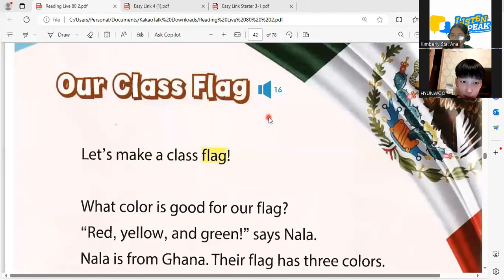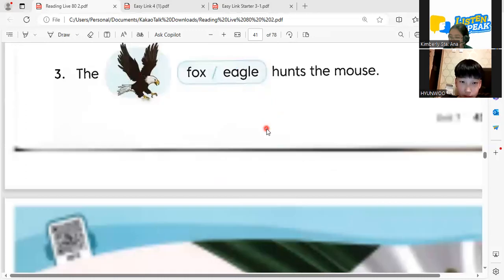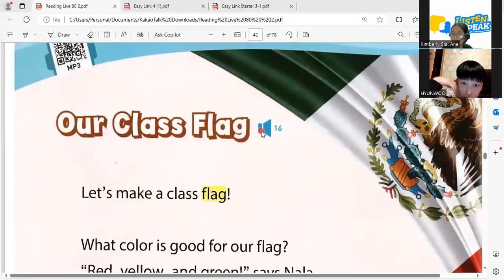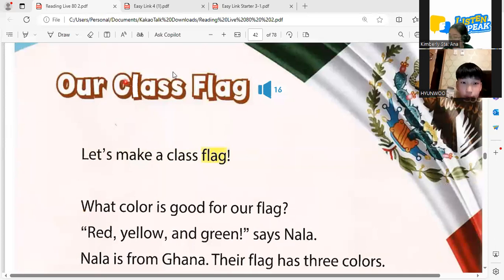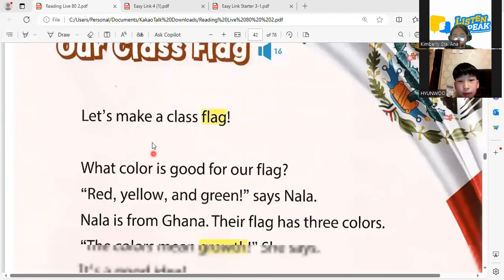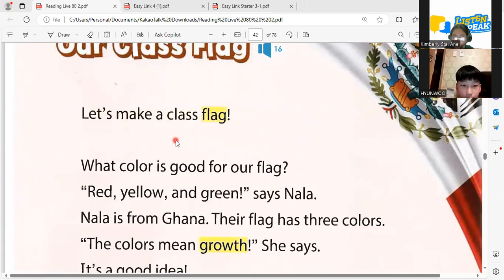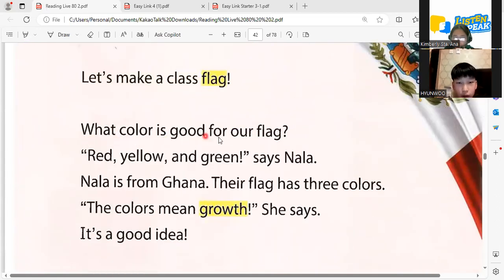So our lesson is all about our class flag. We don't have much time to finish this, but we can start reading. Let's read our class flag. Okay, let's make our class flag. What color is good for our flag? Red, yellow, and green, says Nara. Nara is from Ghana. Their flag has three colors.